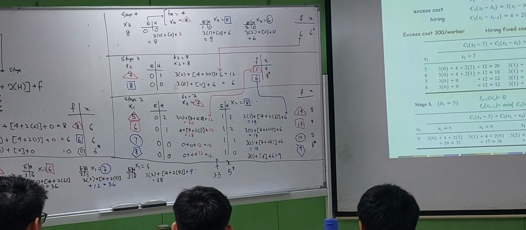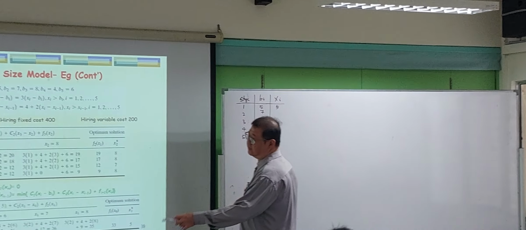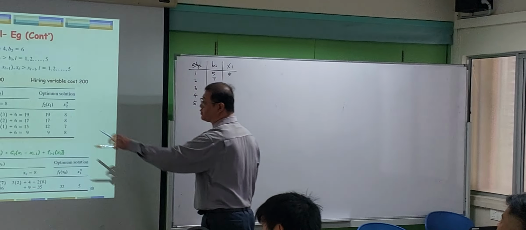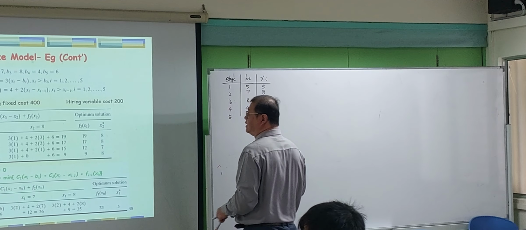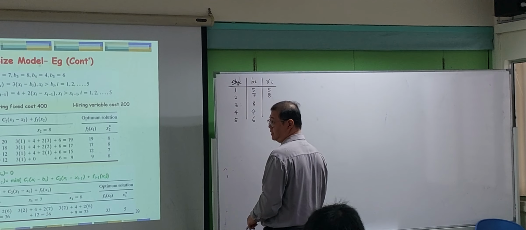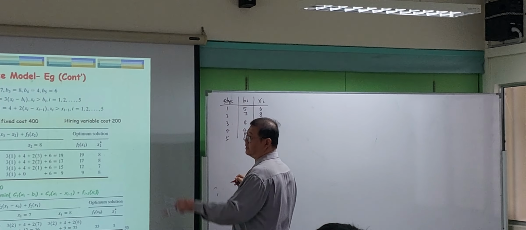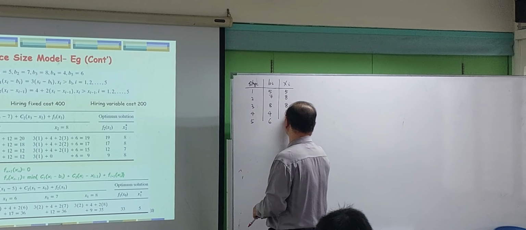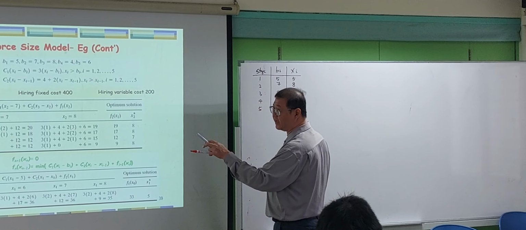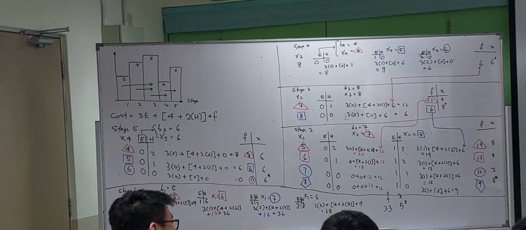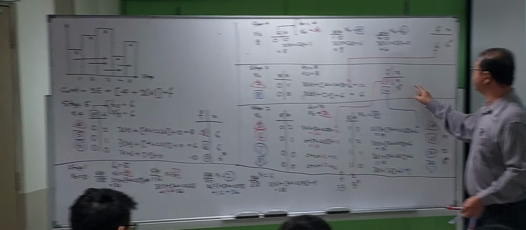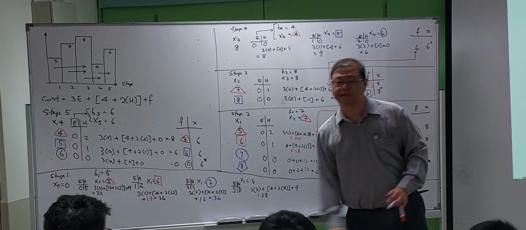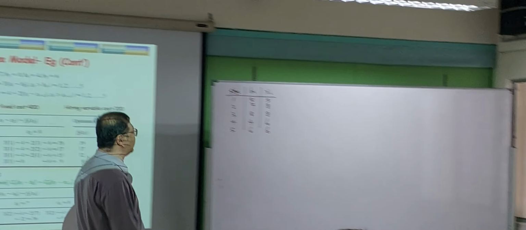Okay? So, we go reverse. We go reverse. Stage 2 is 8. Stage 3 is 8. Stage 4 is 6 and stage 5. Okay, so you go backward. 5, 8, 8, 6. Okay, so 5, 8, 8.